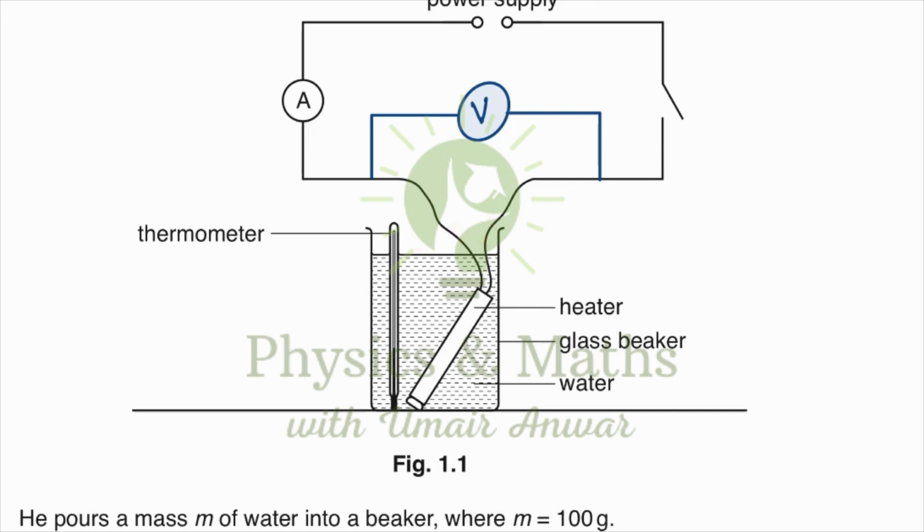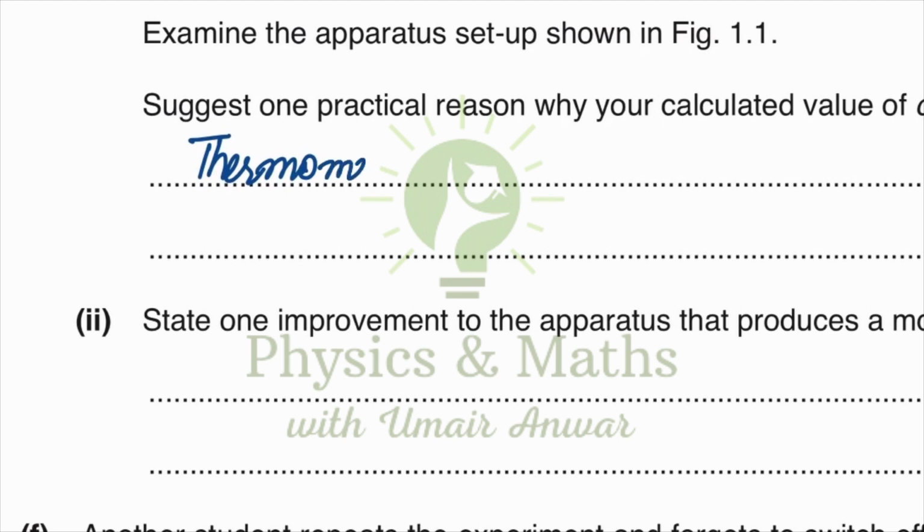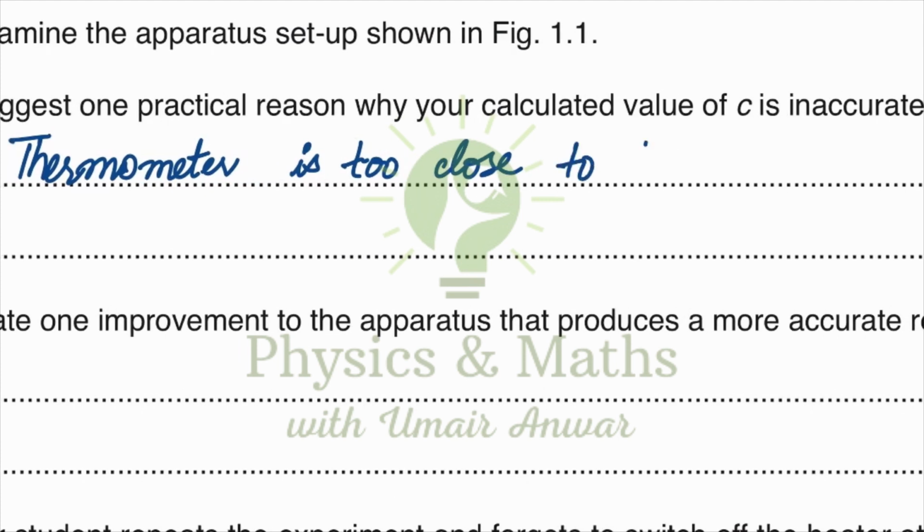The other reason we can see is that the heater is too close or it is touching the base of the beaker, which would also cause some heat loss to the surrounding or to the beaker, and that heat would not be given to the water directly. So I'm writing thermometer is too close to the beaker.